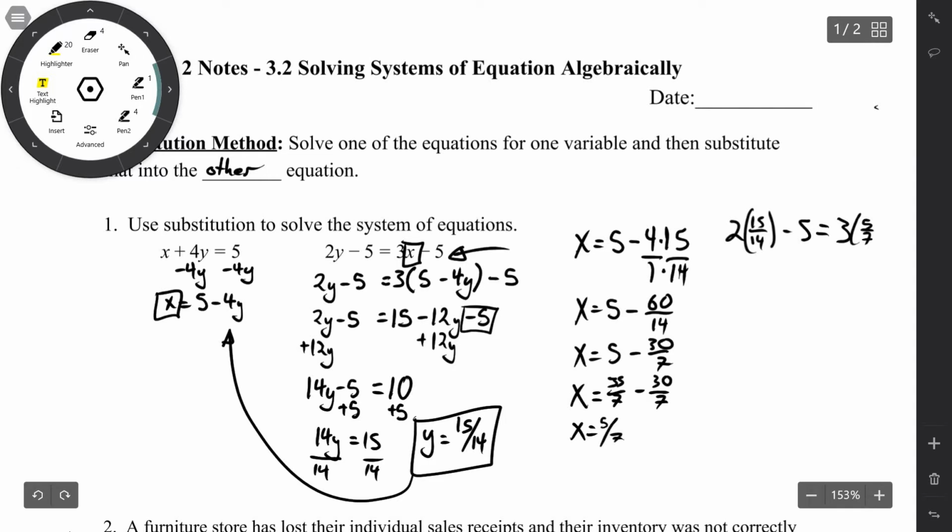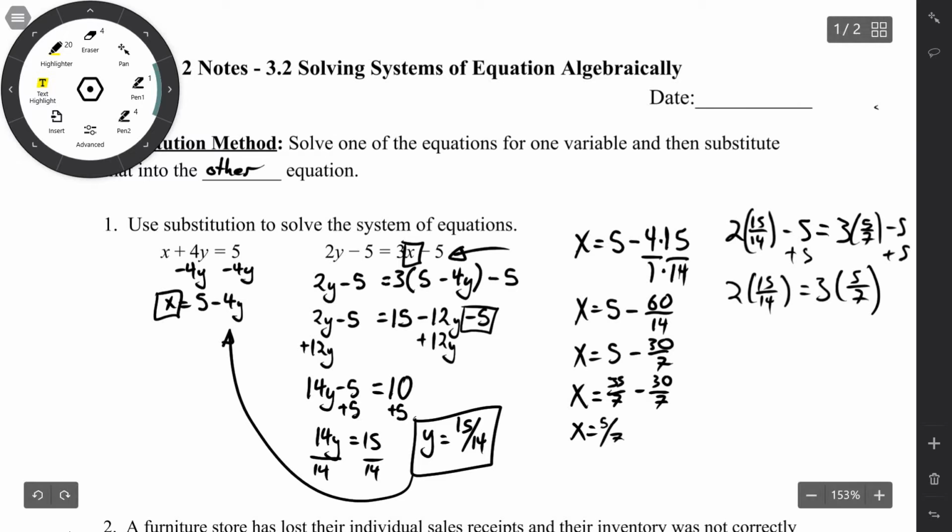5 over 7 minus 5. I actually see these 5s turning up on both sides, so I'm just going to add 5 to each side. That's totally valid. So really I get 2 times 15 over 14 equals 3 times 5 over 7.